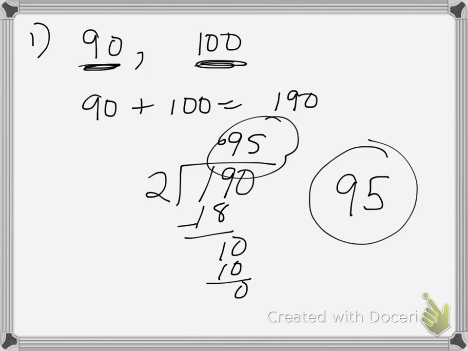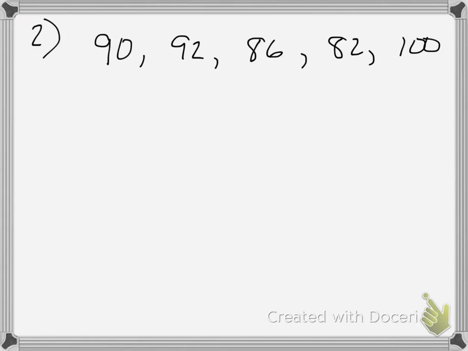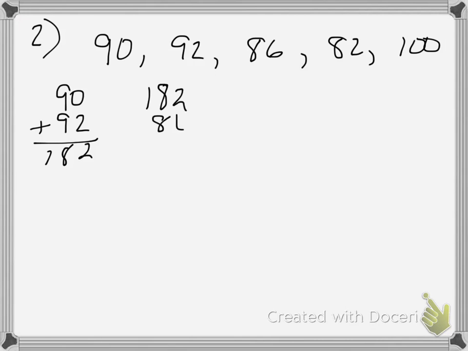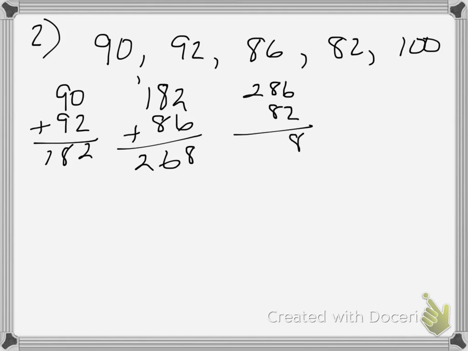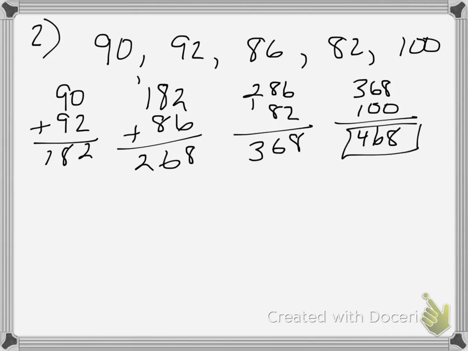Let's do another example. Alright, so now we have a couple more test grades in this class, so we'll start adding them up. 90 plus 92, we'll do that first. Then we'll add in the 86. Then we'll add in the 82. And then we'll add in the 100. So there's my total. I added them up, 468.